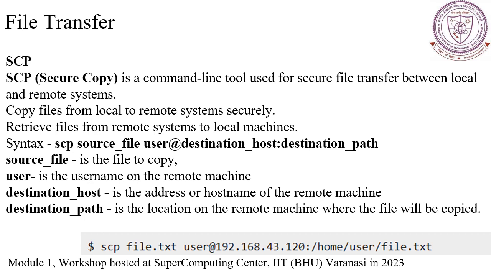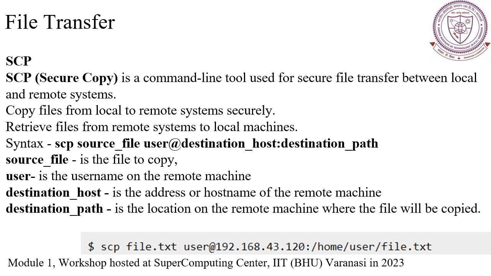So what is that? It copies your file.txt from your local system to the remote system that is given, that is 192.168.43.120 with the username as user. So it will use the following command: scp file.txt user at the rate your IP address and colon and the path where you have to copy that file. So by using the scp command, you can transfer the file.